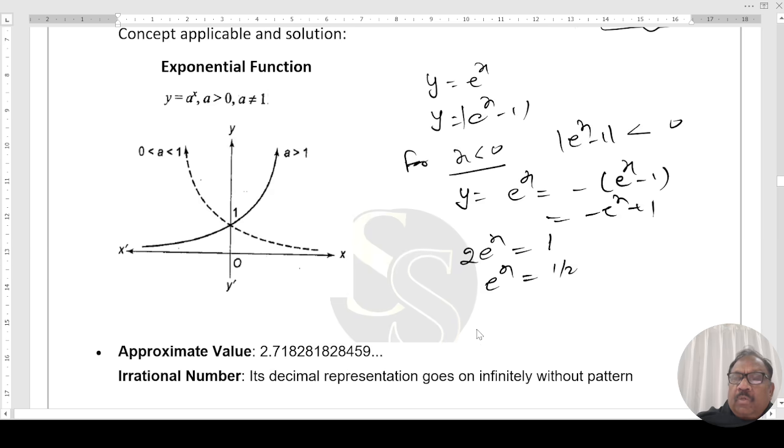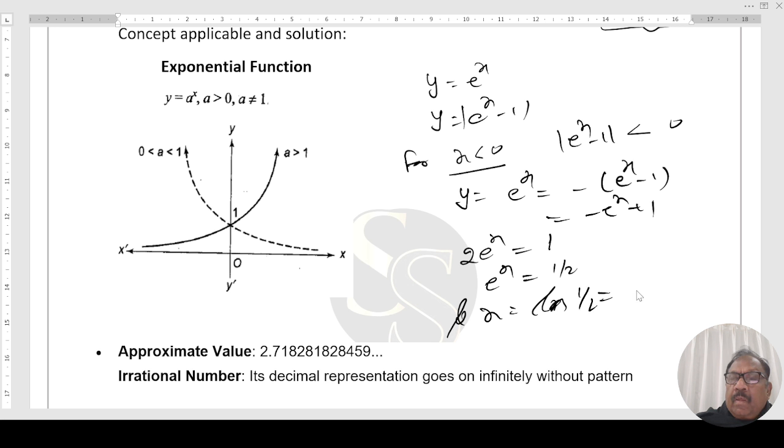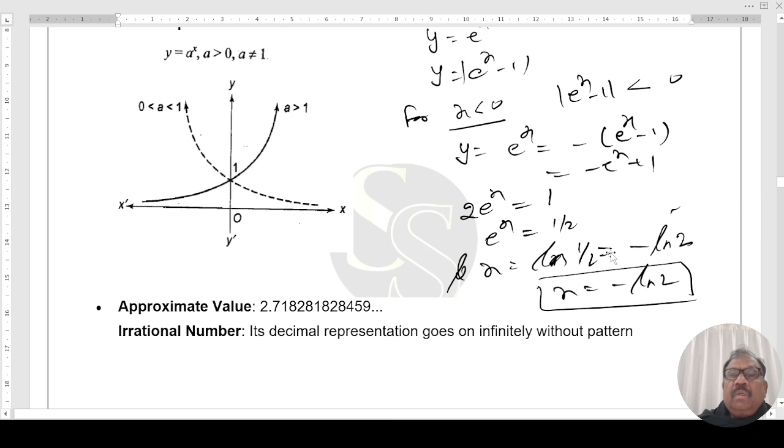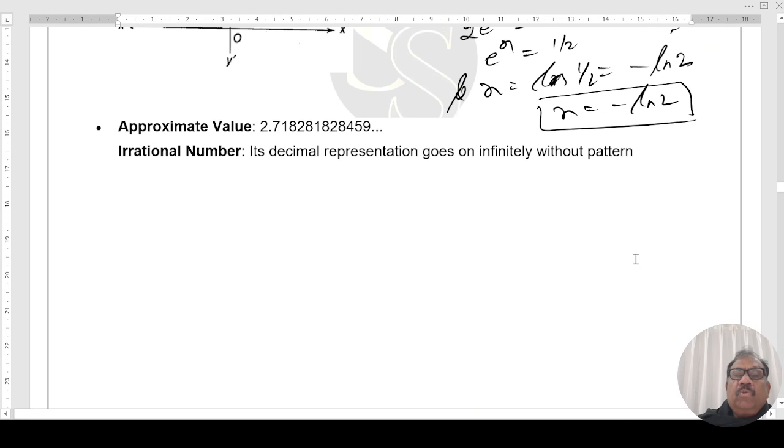So taking log of both sides, this comes out to x equal to ln 1 by 2, that is minus ln 2. Point of intersection here. Why will it be less than 0? Because 1 over e to the power... will always be less than 1, so ln of less than 1 is negative. Okay? Right.